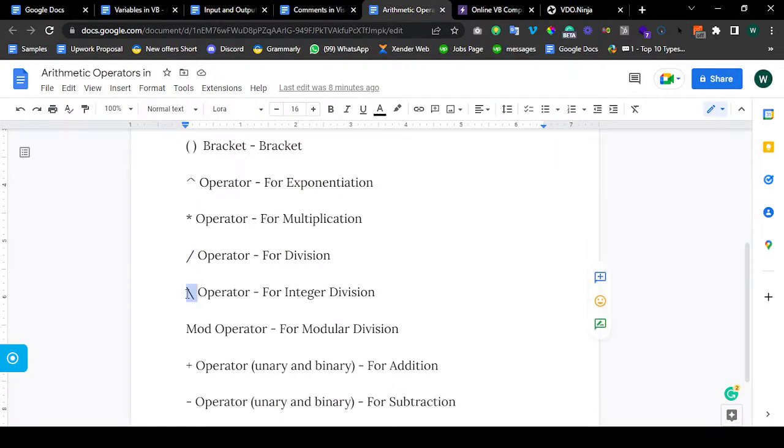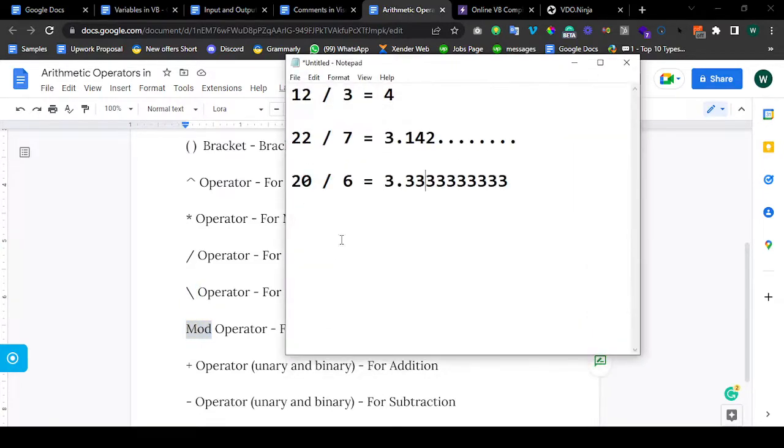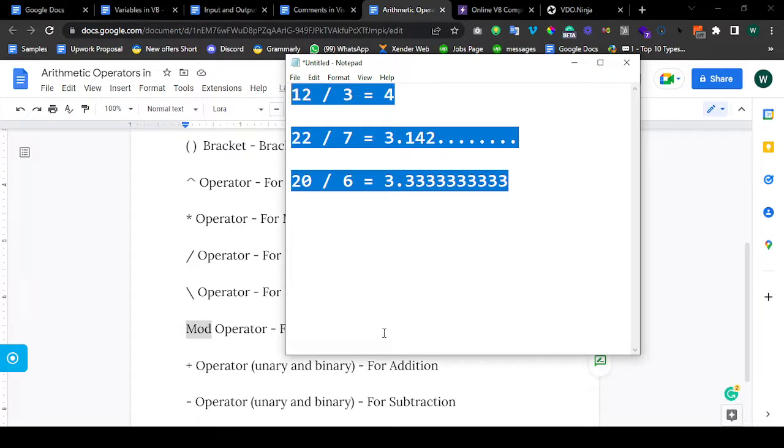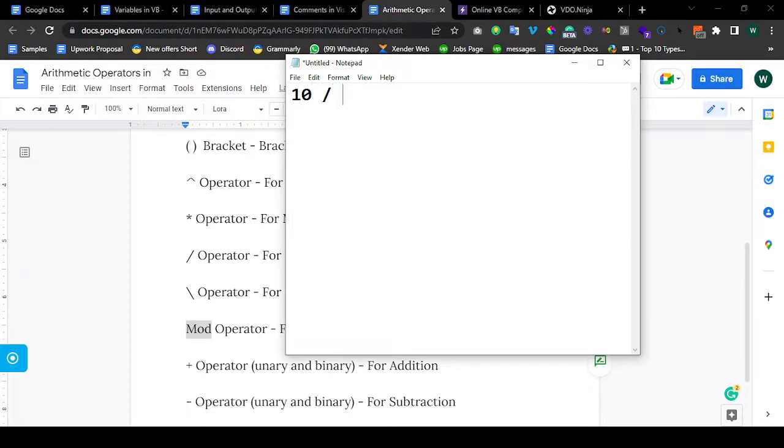Now we have the integer division and the modular division. This is very simple, but it confuses many people, so I'll try to explain it together. Now, if I want to divide 10 by 3, normally the answer is going to be 3 point something. But if I want to take the whole number part, it will be 3 remainder 1. If you remember, when we were converting decimals to binary, all this remainder. So this is going to be 3 remainder 1.